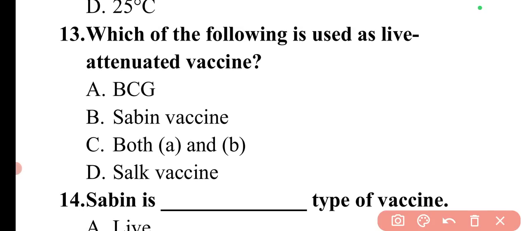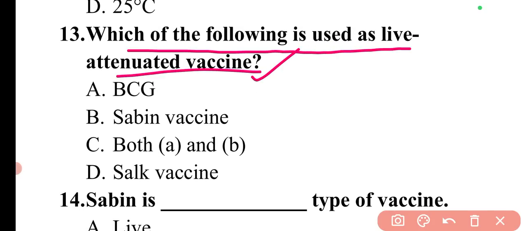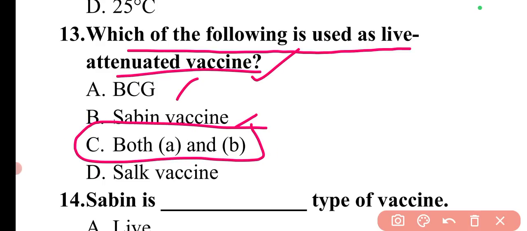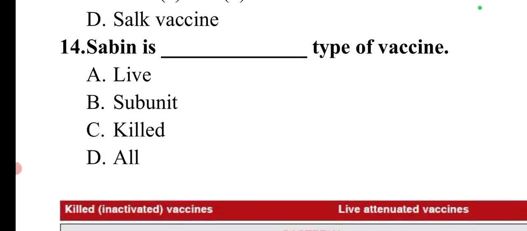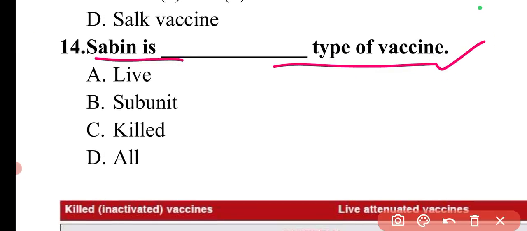Next question is, which of the following is used as a live attenuated vaccine? So we need to find out which one is the live attenuated vaccine. Here they haven't mentioned whether it is a bacterial vaccine or a viral vaccine. Here BCG and Sabin vaccine, both are live attenuated vaccines. So option C is correct. Next question: Sabin is dash type of vaccine. Sabin is basically a live type of vaccine. So option A is correct.